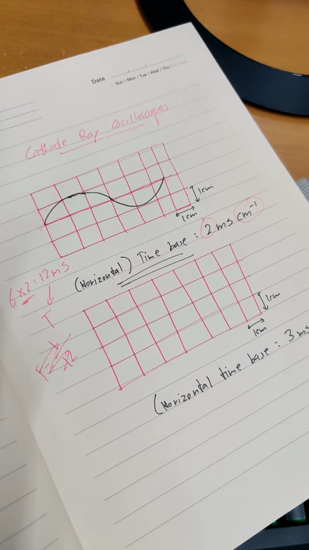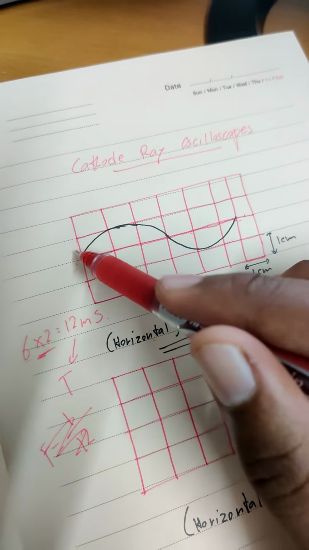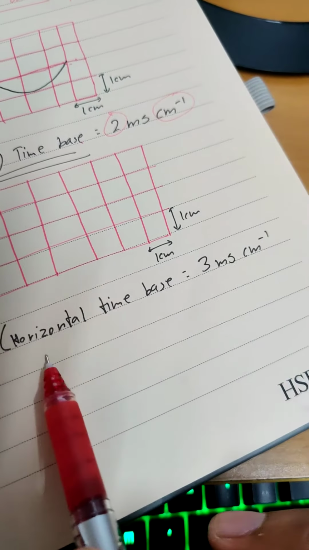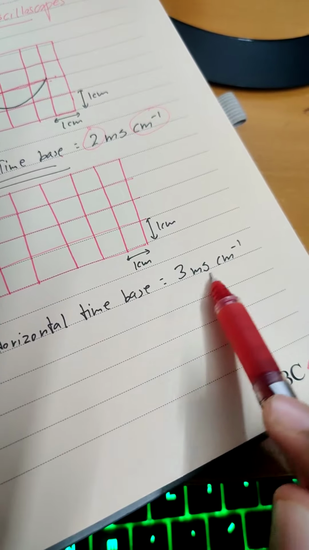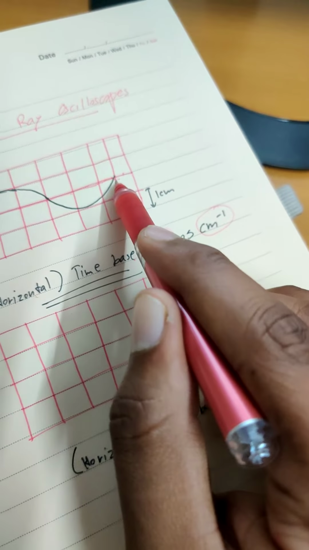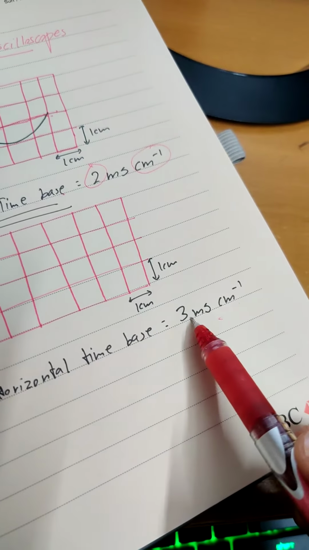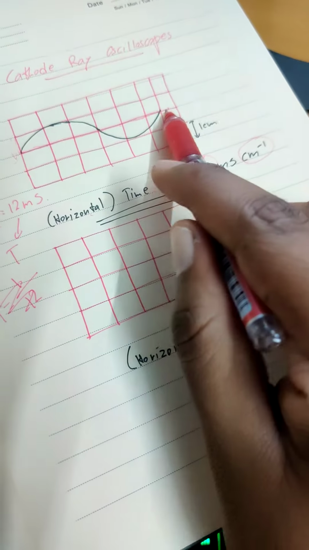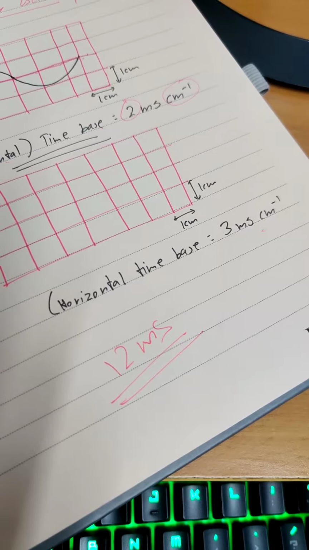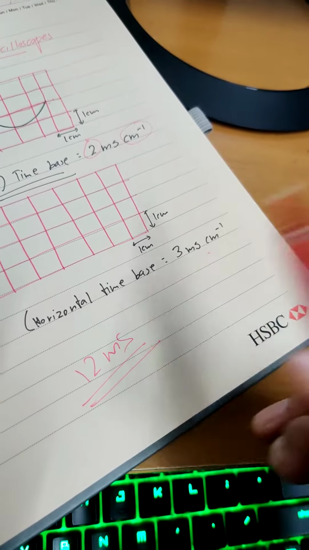Now, the problem people face is when they're shifting the time base settings. For example, I want to draw this same wave, this exact wave, but this time my horizontal time base setting is 3 milliseconds per centimeter. Before, every centimeter represented 2 milliseconds; now every centimeter represents 3. Now, what was its total time period? 12 milliseconds, right?